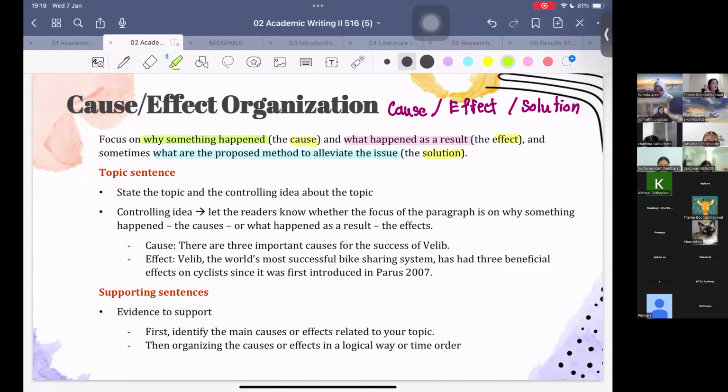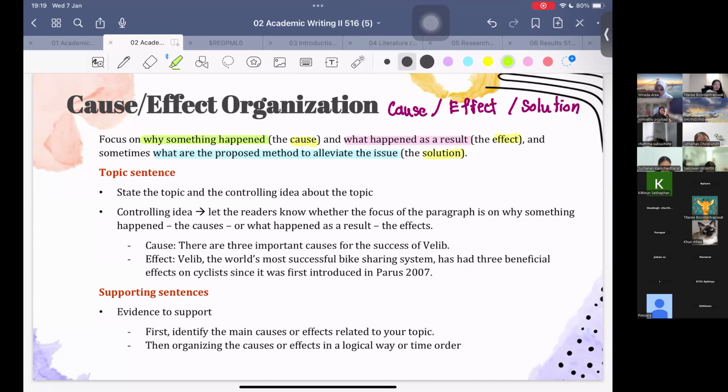Let's take global warming as an example. The causes of global warming are things like traffic jams and deforestation. Yes, those are causes. And the effect of global warming is not global warming itself. The effects of global warming are things like rising sea levels and rising temperatures. Yes, those are the effects.